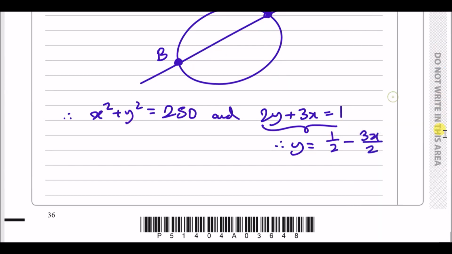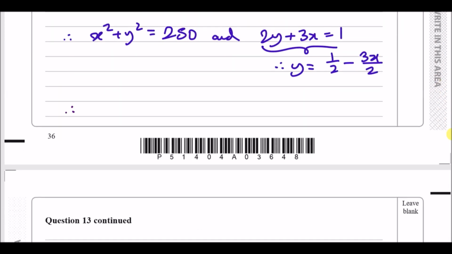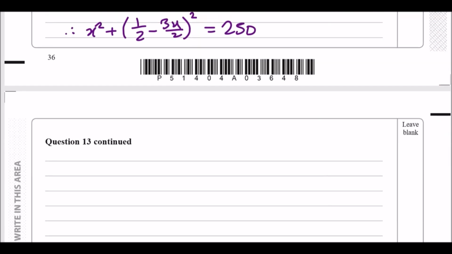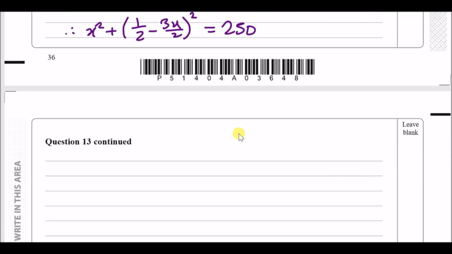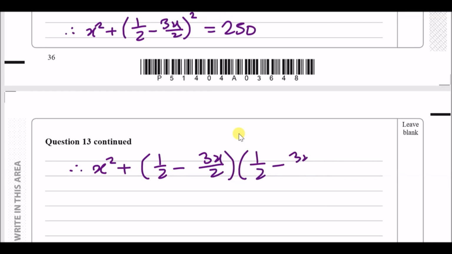So let me just go down a bit. This is going to give us x squared plus bracket half minus 3x over 2 all squared equals 250. Okay, so now this is where the long thing happens. We're going to try and carefully expand this. Just remember, when you've got a squared bracket, it means there's 2 brackets. So just to be clear, it looks a bit like this: x squared plus bracket half minus 3x over 2 times half minus 3x over 2 equals 250.